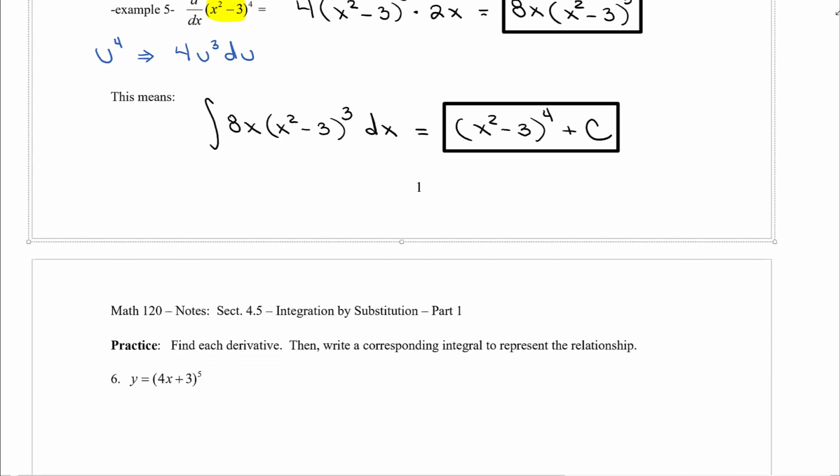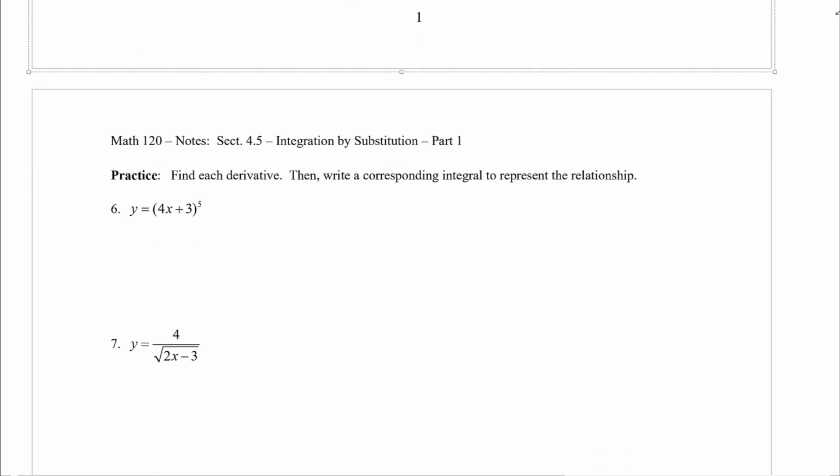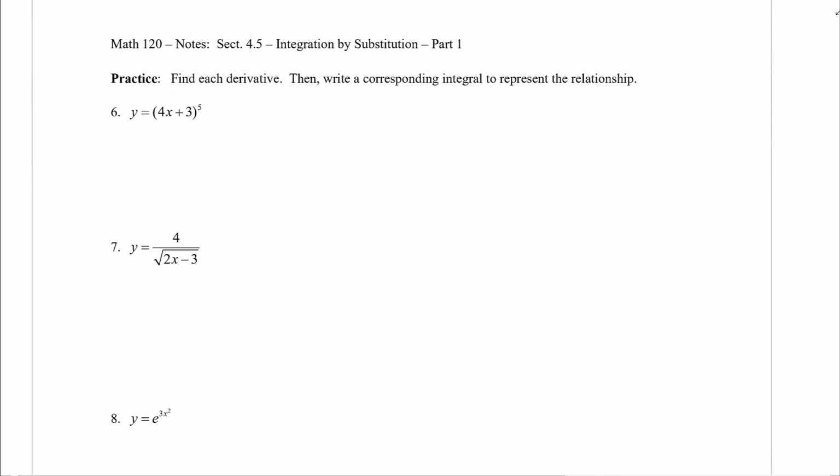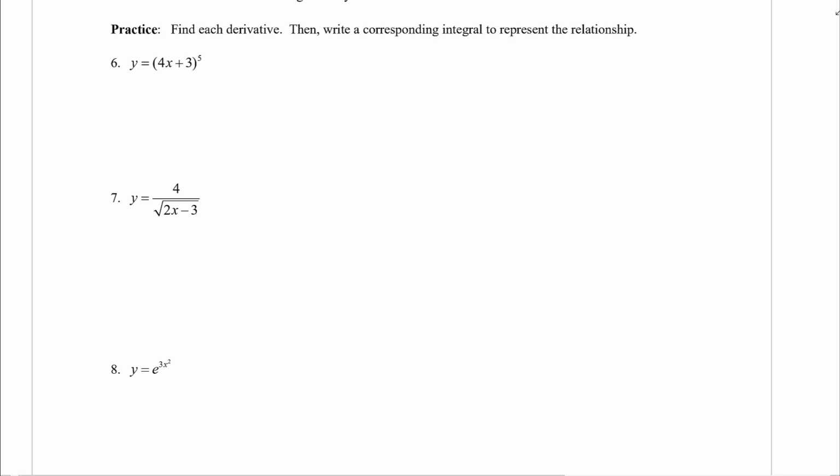Practice. Find each derivative, then write a corresponding integral to represent the relationship. Number 6, we have y equals (4x plus 3) all raised to the 5th power. I drew a cloud around find each derivative, and I'm underlining the part that says then write a corresponding integral. So it's actually got 2 parts to each one of these practice problems. So I'm going to start off by writing dy dx is equal to, and remember, we're using the chain rule.